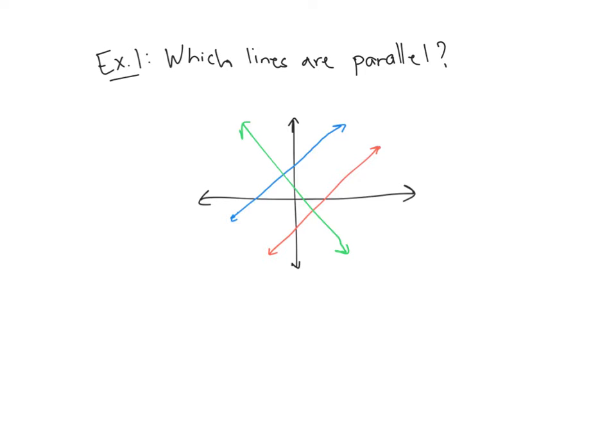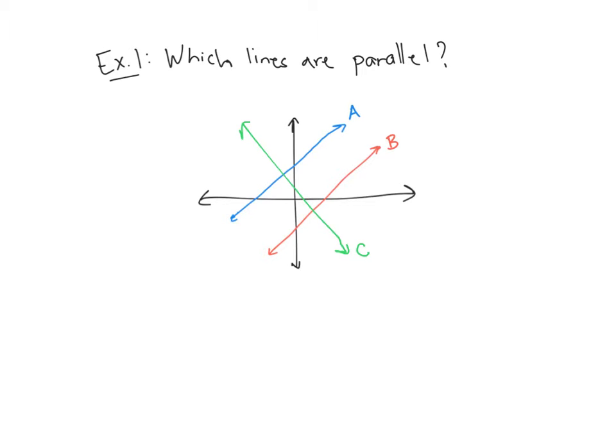All right, let's take a look at example 1 here. Which of the following three lines are parallel? So this blue line, I'm going to call it line A. The red line, I'm going to call it line B. And this green line, I'm going to call it line C. So we know that two lines are parallel if they have the same slope and don't intersect on the graph. So which of those two lines would be parallel?